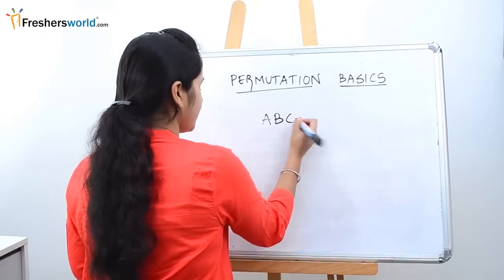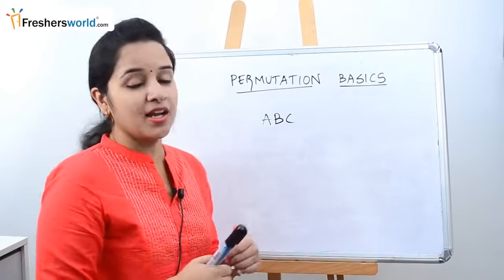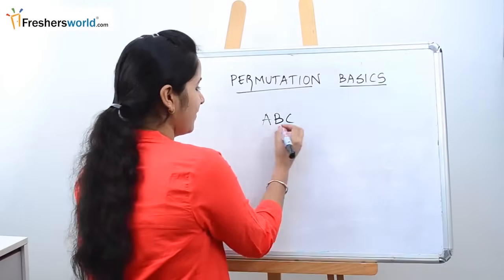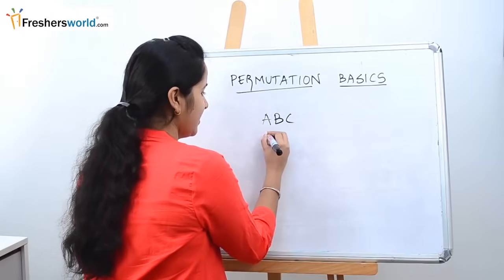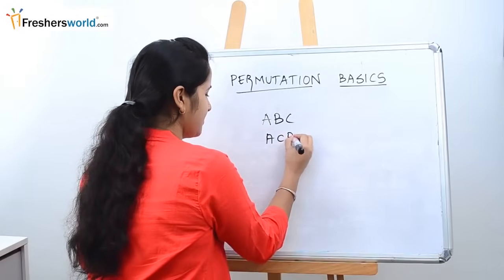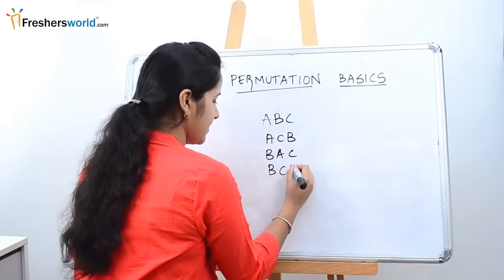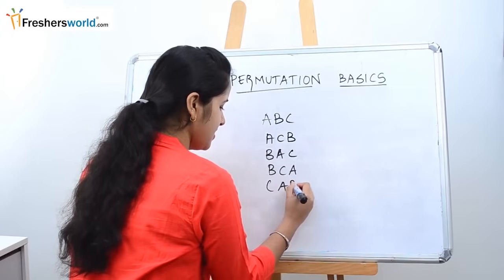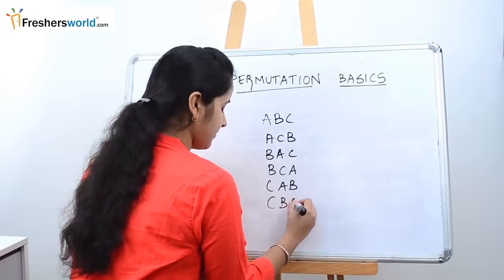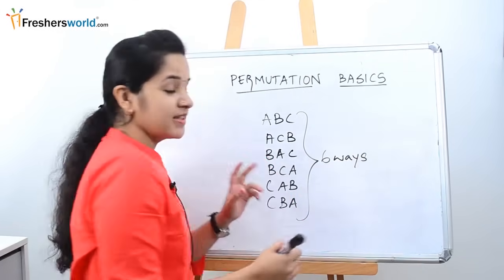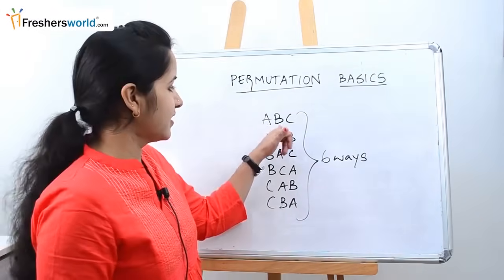Let the letters be A, B, C. How many ways can A, B, C be arranged? One way to arrange is A, B, C. Another is A, C, B, then B, A, C, B, C, A, C, A, B, and C, B, A. So there are 6 ways of arranging these 3 letters.